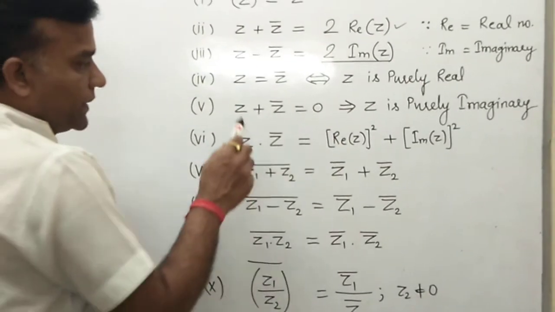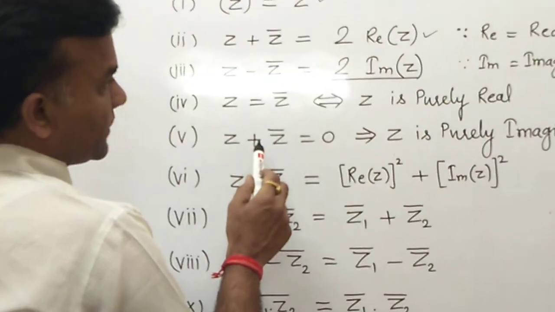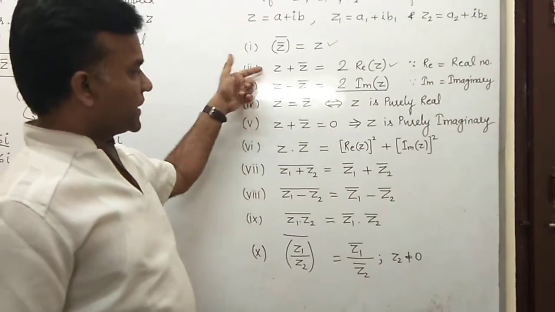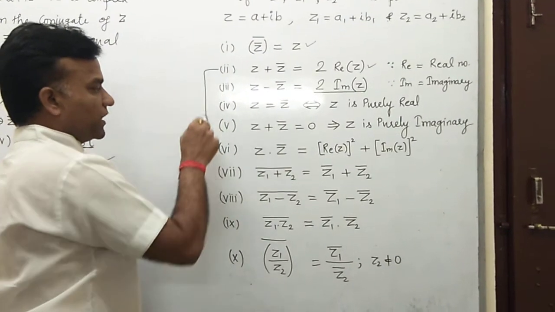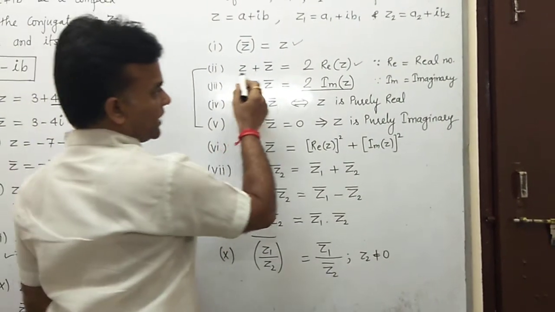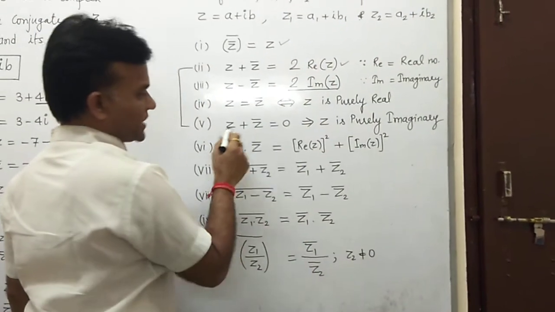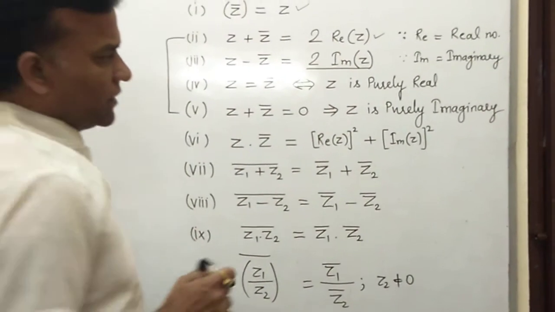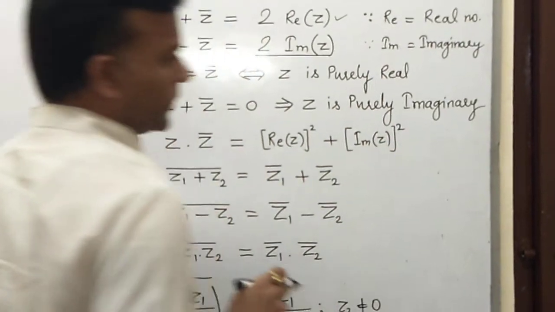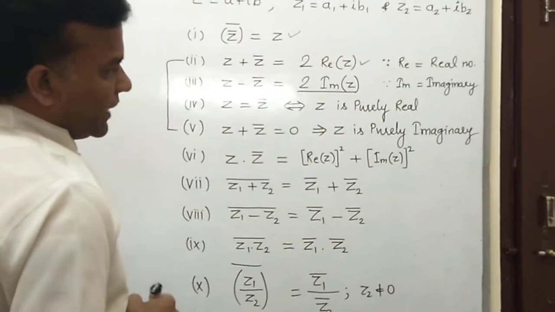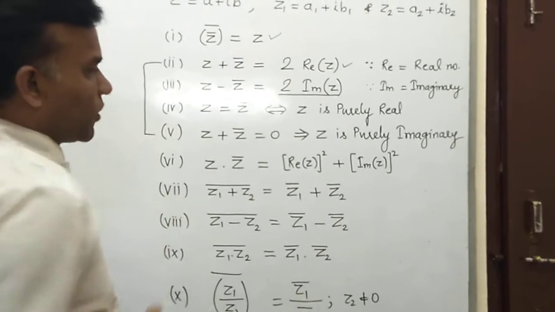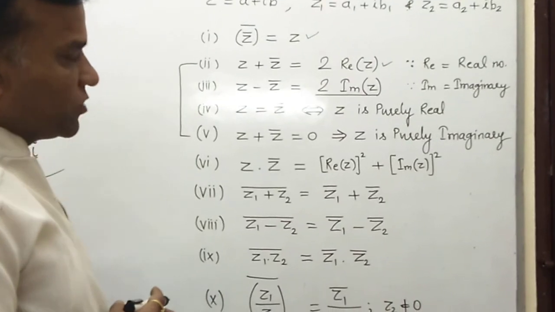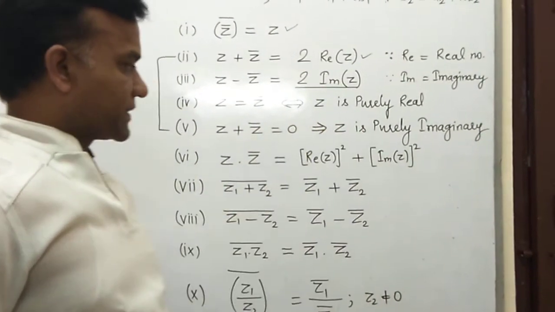Okay, then the fifth property: the addition of complex number and its conjugate is 0. Now second and fifth properties look the same, but they have a difference. Here in the second, z plus z bar is 2 times the real part of z, but here z plus z bar is equal to 0. Okay, so in this case it is purely imaginary. It means the whole value is 0, and in this case you have the purely imaginary part of the complex number, right?